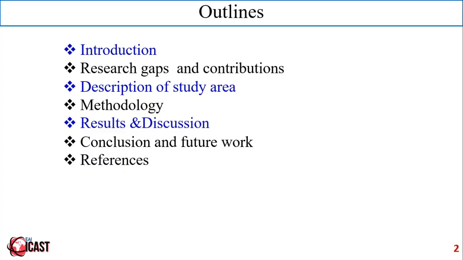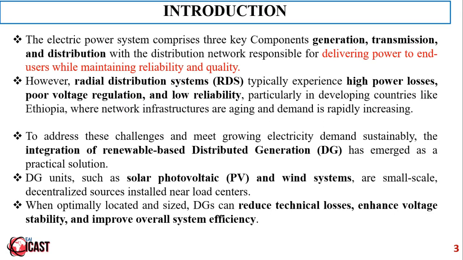Here is the outline of the presentation. Start from introduction, research gaps and contribution, description of the case study area, methodology, result and discussion, finally the conclusion and the future work. When we start from the introduction part, electric power system consists of three basic components, that is generation, transmission and distribution.